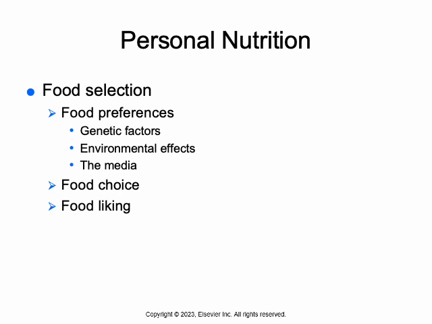Food selection. When we talk about our food preferences, this is what we would prefer to eat, even if we had any other choice. We can eat whatever we want. All the foods are available at the same time and in the same quantity. This is our food preference. There are factors that affect our preference: genetic factors, environmental effects, and the media.